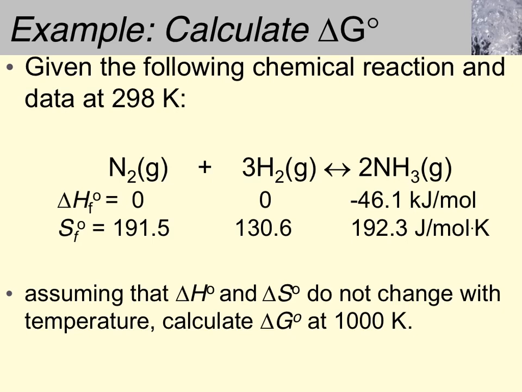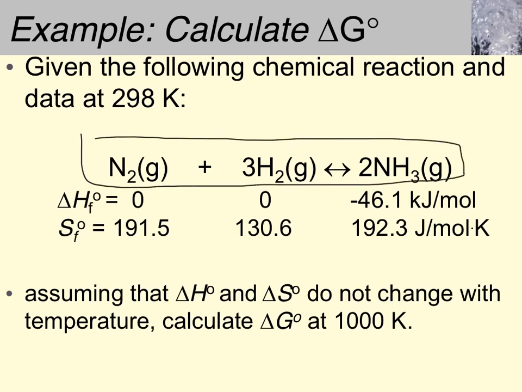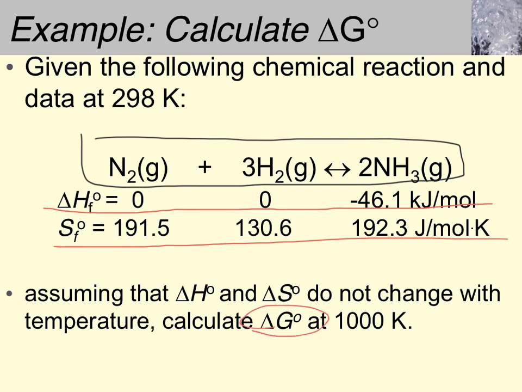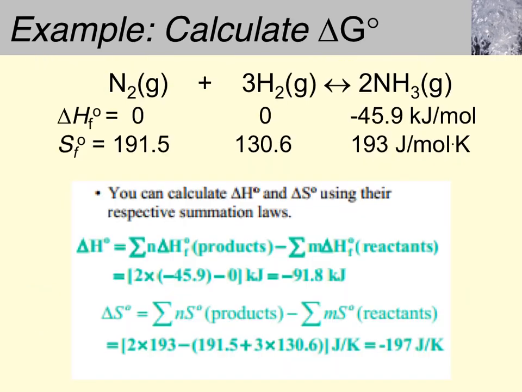Here is our Haber process again, making ammonia from nitrogen and hydrogen. You were given, we'll just say, table values of heat of formation for the reactants and the products, and entropy of formation for the reactants and products, and you are asked to calculate G. So let's look at how we would do that. I am now noticing I got lazy here and cut and pasted the answer. It's a little fuzzy. I think you can still read it.